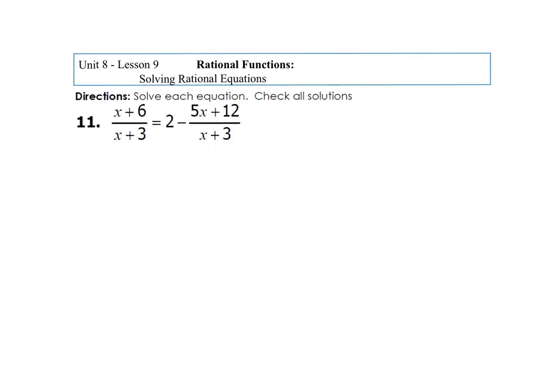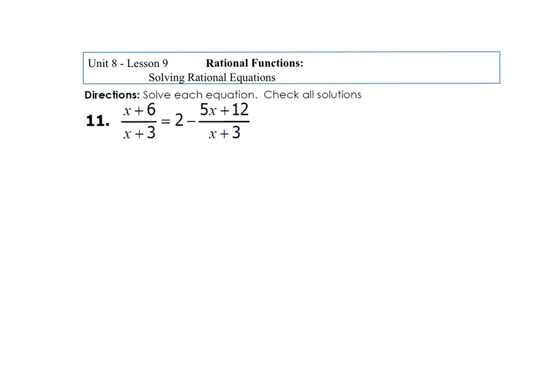Okay, number 11. We've got to find our LCD first. It looks pretty easy to find this LCD. We've got one denominator of x plus 3, another denominator of 1, and another of x plus 3. So our LCD is that straightforward. It's just x plus 3. So we need to multiply that LCD to each fraction. Okay, cancel out the denominators.